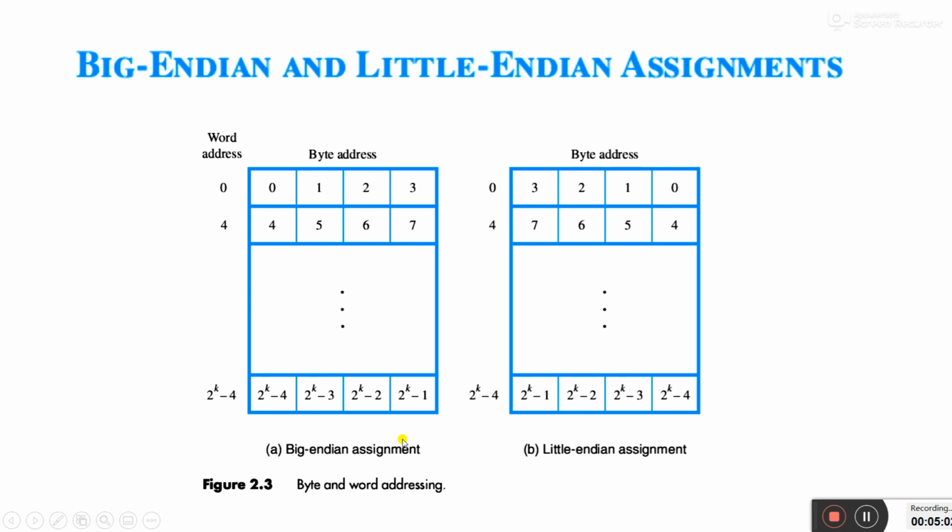Okay, so now how can I store it? I can store it in two formats. One is big endian and another is little endian format. So in the big endian, the higher byte will end with the higher address, and the lower byte with the lower address. And in this case, we can see that there are two things.